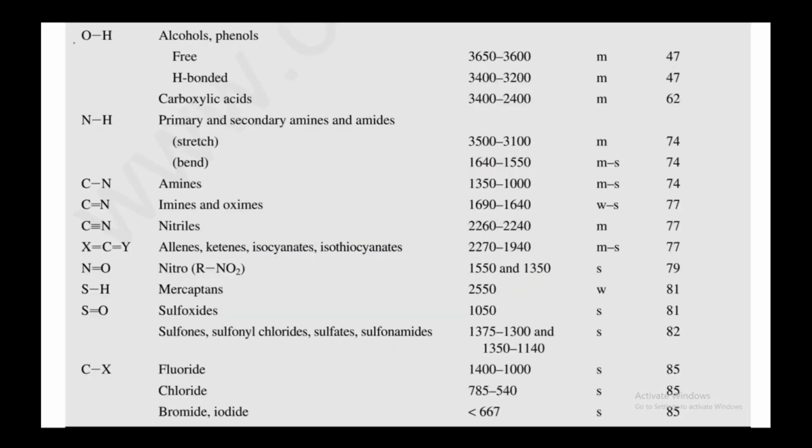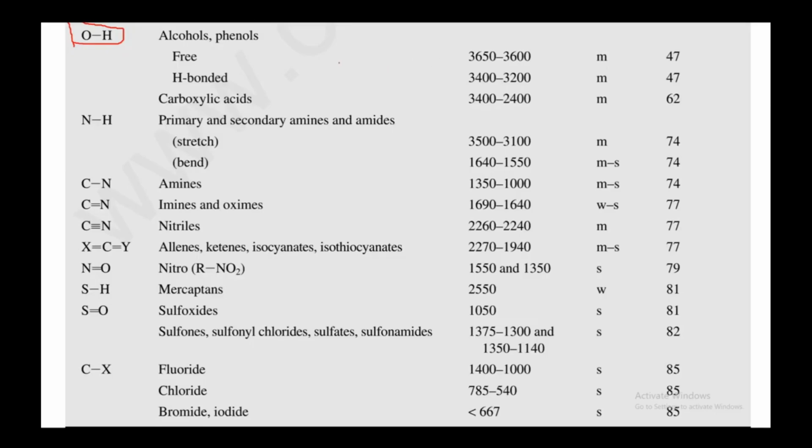How can you characterize the OH bond in IR spectroscopy? The OH group is present in alcohols, phenols, and carboxylic acids. And there are two things about the OH group. One, it could be free, that means it's not showing any hydrogen bonding. And second, the OH group is hydrogen bonded. So how can we differentiate between a free and a hydrogen bonded OH group via IR spectroscopy?